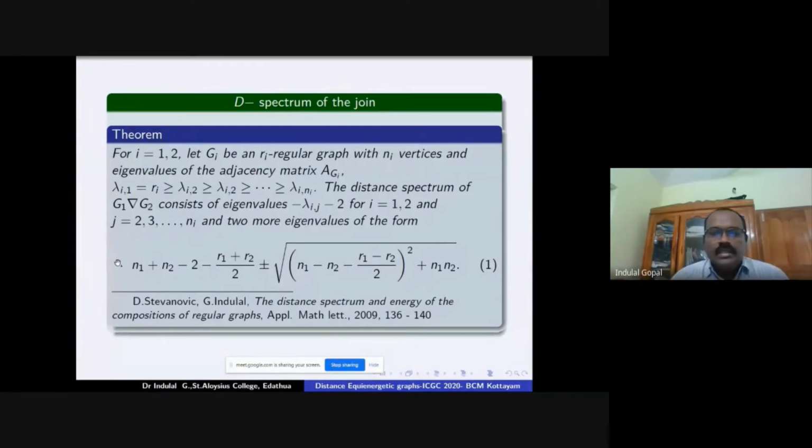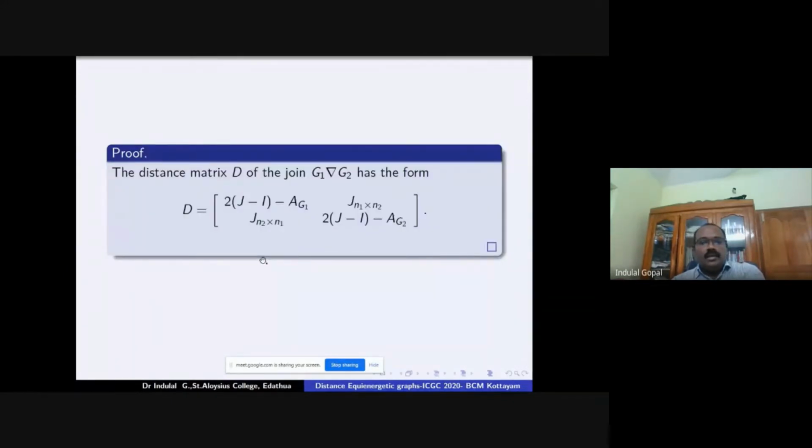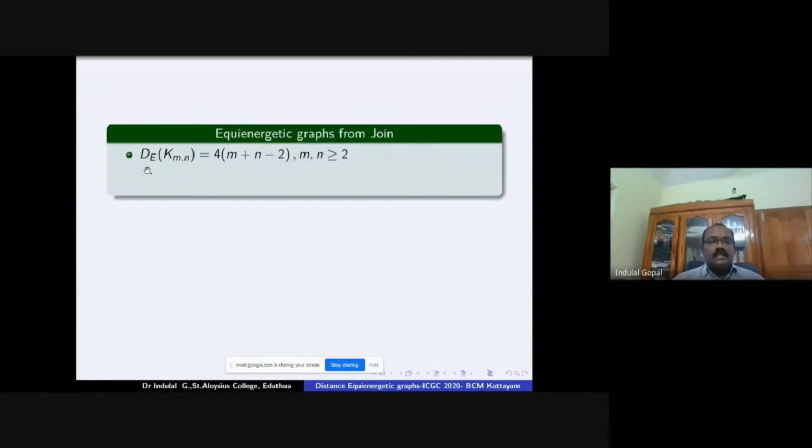So the distance spectrum of the complete bipartite graph can be easily written from the adjacency eigenvalues of the complete bipartite graph. The complete bipartite graph K_{m,n} has adjacency eigenvalues plus or minus square root of mn, and 0 with multiplicity m plus n minus 2. So substituting these in here, we can find the distance energy of the complete bipartite graph K_{m,n} is equal to 4 times (m plus n minus 2).